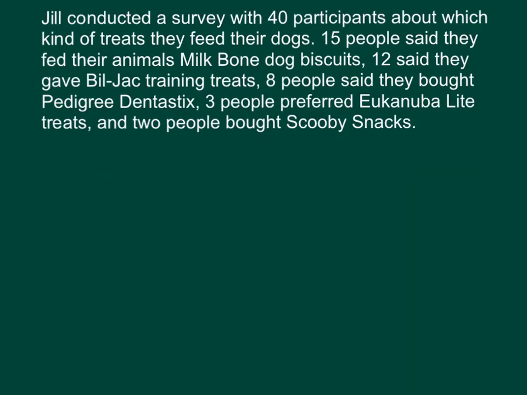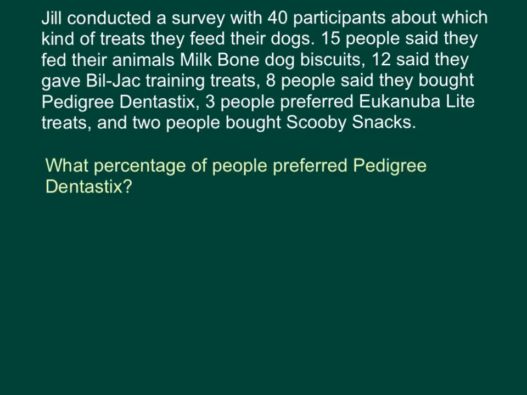We're going to go ahead and try another problem with another number from our data set. The question this time is what percentage of people preferred Pedigree Dentastix for their pets? So now we need to look at our problem and find where it says Pedigree Dentastix, which is right here, and we're going to look back at the number which says 8 people said they bought Pedigree Dentastix. Now, we can go ahead and put the 8 there, but it's not our answer because it's asking for the percentage. So we have to find the percentage of people that preferred Pedigree Dentastix.